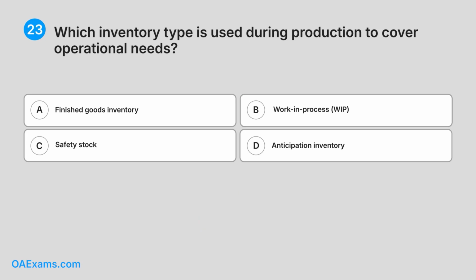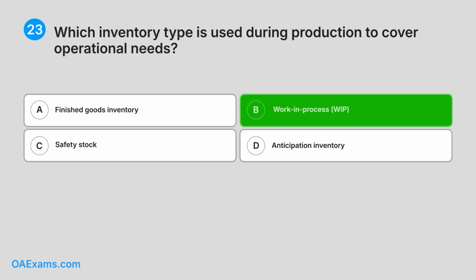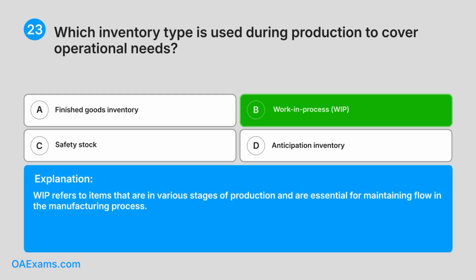Correct answer. B. Work in process. Explanation. WIP refers to items that are in various stages of production and are essential for maintaining flow in the manufacturing process.